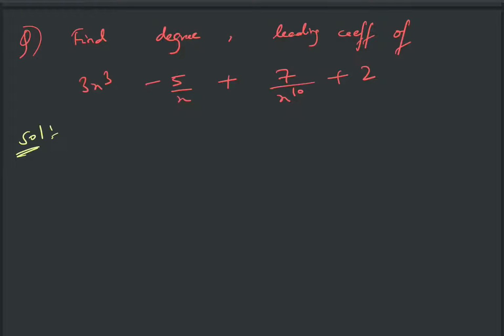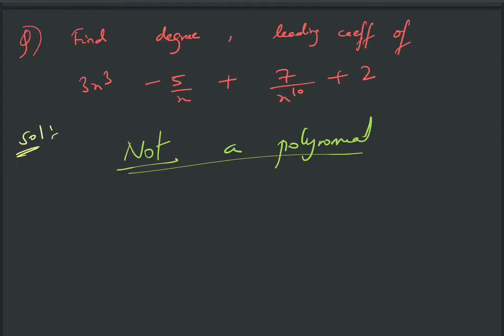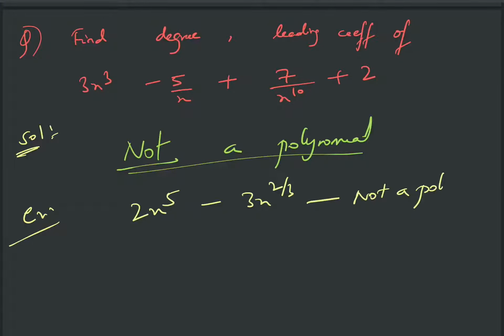Because in a polynomial, what did we say? The powers are natural numbers or whole numbers, right? Powers can be 0, 1, 2 and so on. They can't be minus 10. The power of any term can't be minus 10, can't be minus 1, and so on. So actually the question itself is invalid, because first of all, it is not a polynomial. It is not a polynomial, right? And similarly, if I give you, say, 2x⁵ − 3x^(2/3), then this is also not a polynomial.